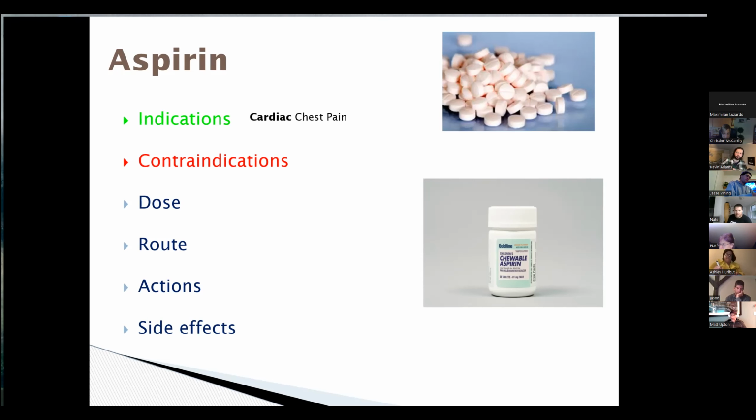So we're going to go through that whole assessment that we would do for nitro to determine that it is cardiac related before we give aspirin. They don't need to be prescribed it, so we can just give it if we think they need it.